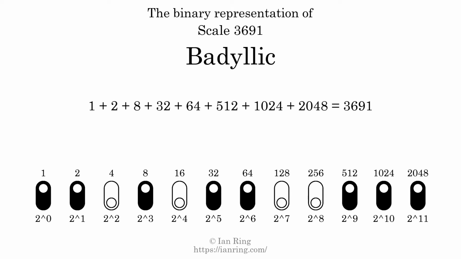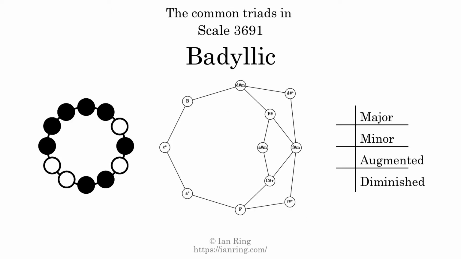That is why the scale number, in decimal, is 3691. The scale number not only enumerates the scale with a unique index, but it also literally describes the tonal content of the scale. Represented as a binary number in base 2, the scale number is 1110011011011. Here are the common triads present in this scale.